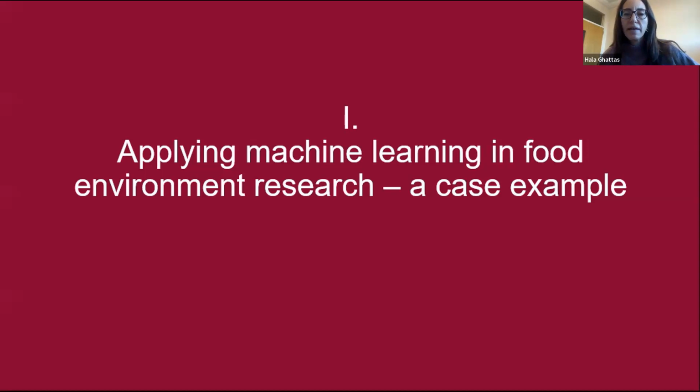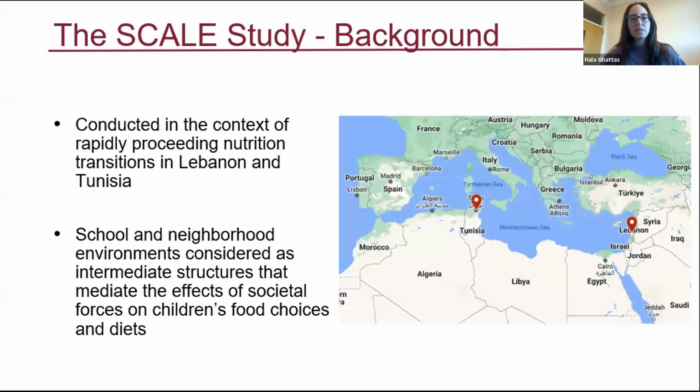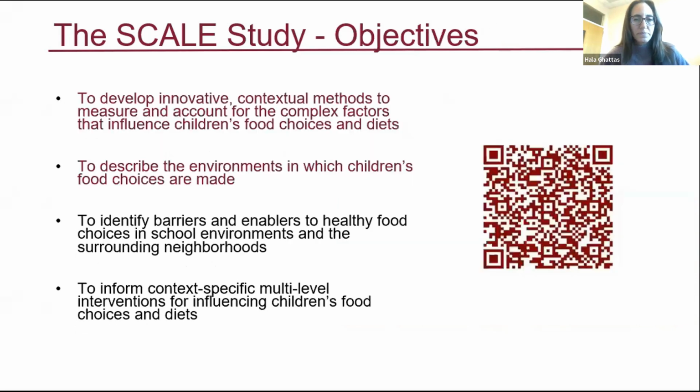So I'll talk a little bit about our case example of applying machine learning in the SCALE study, which was conducted in urban settings in two middle-income countries. So Beirut in Lebanon, in the Middle East, and Tunis in Tunisia in North Africa, which have both been going through rapid nutrition transitions. And also just to frame our study, we focused on children aged 9 to 12 years of age and considered that for this age group, when we talk about food environments, we're really looking at school and neighborhood food environments that would be important intermediate structures that could influence children's food choices and their diets.